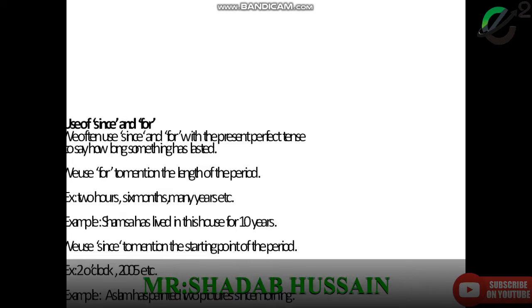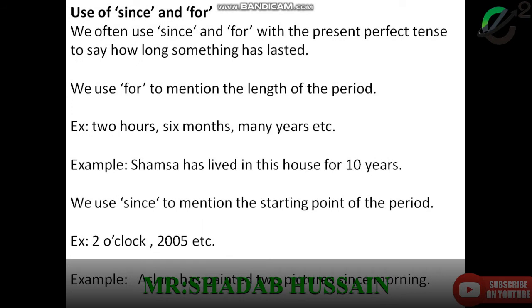Now it's turn to the English grammar. In today's lecture, you will learn the use of since and for. We use since and for with the present perfect tense to say how long something has lasted.